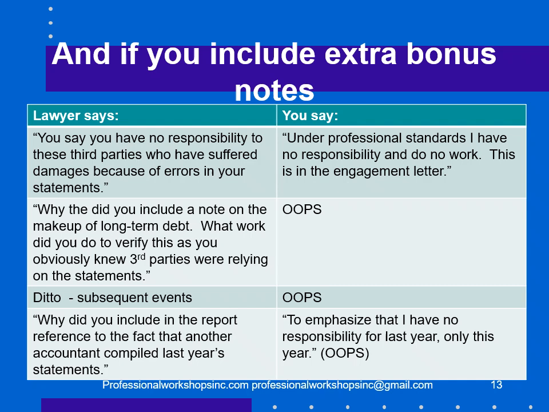Then the lawyer says, well, why did you include a note on the makeup of long-term debt? What work did you do to verify that this was correct? And you obviously knew that third parties were relying on the financial statements. And you go, oops. And then they say you also included a note on subsequent events. Obviously you knew third parties were relying on the statements and were interested in subsequent events, and your note is incomplete. What work did you do?